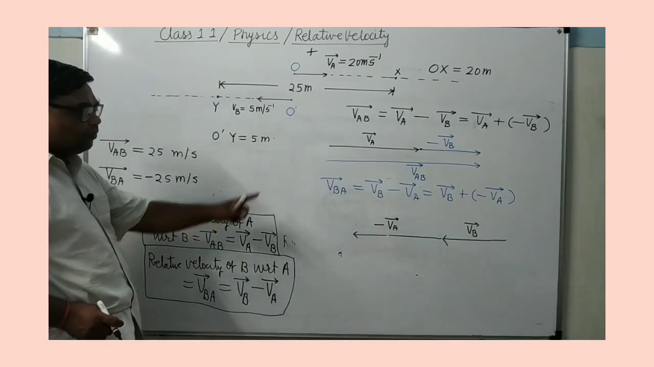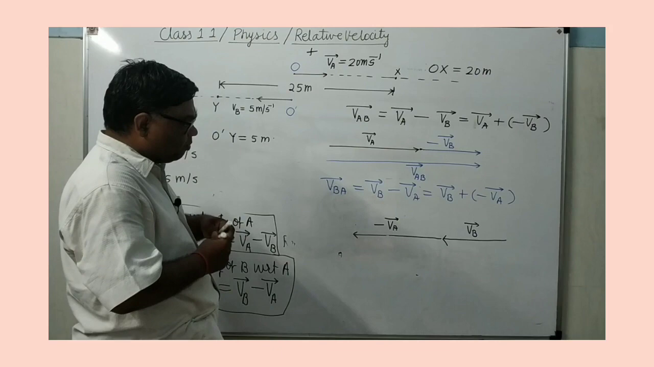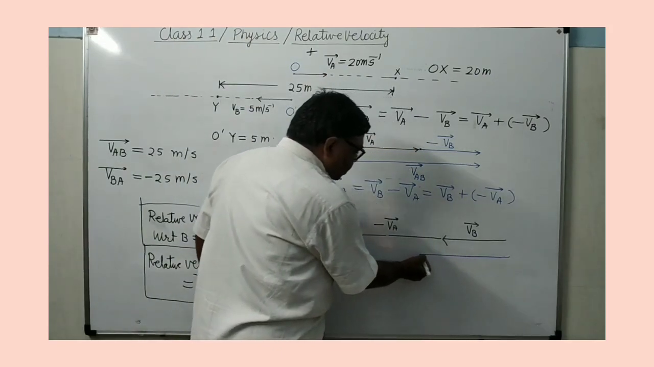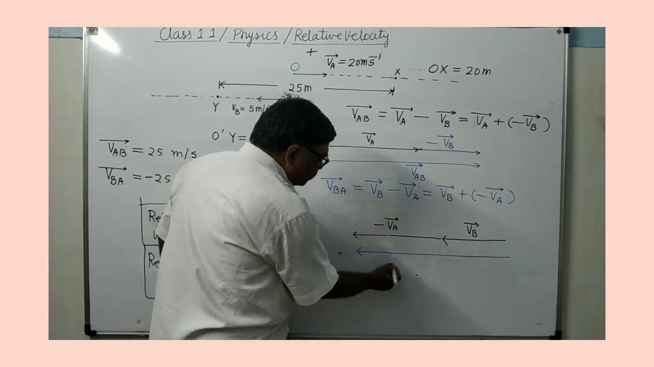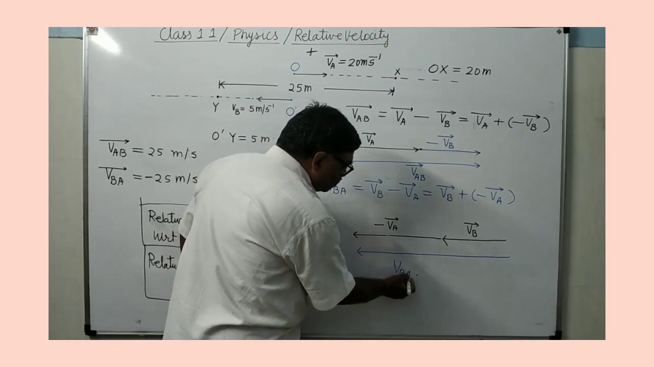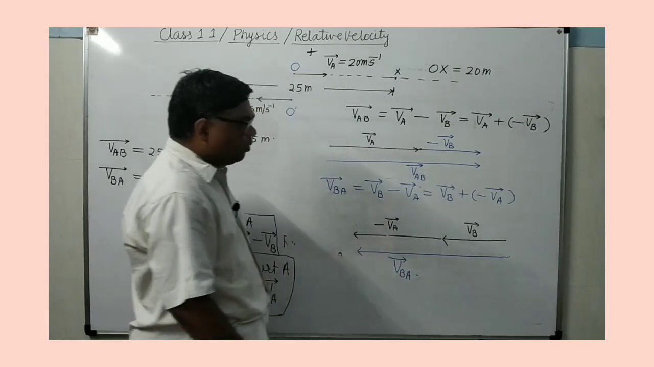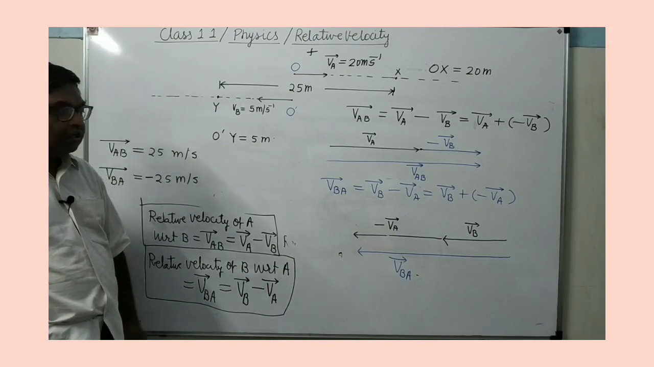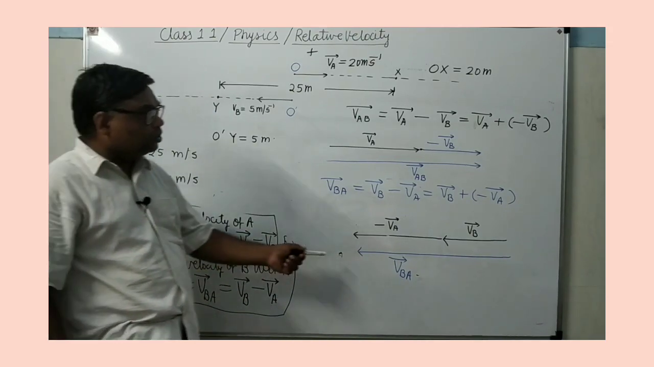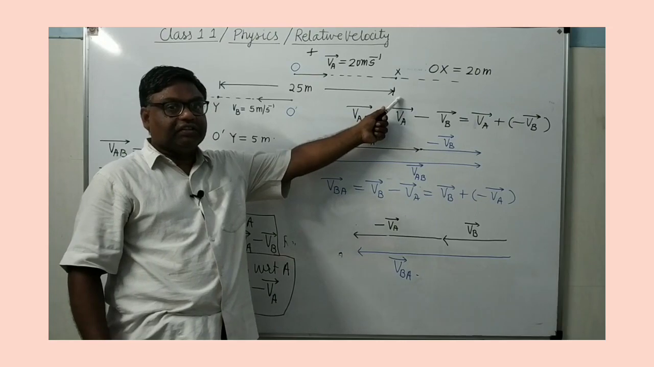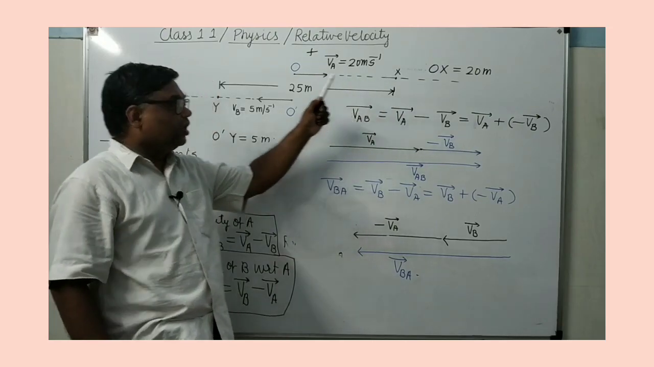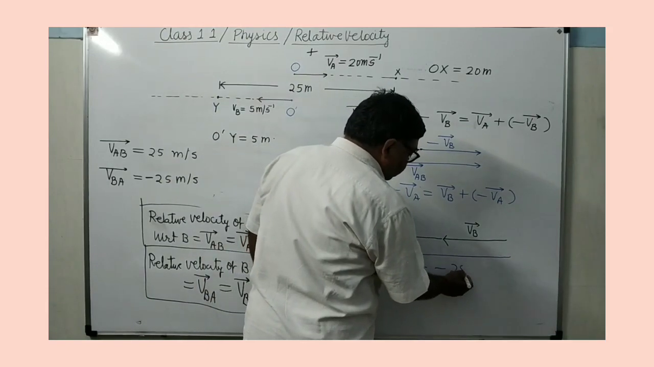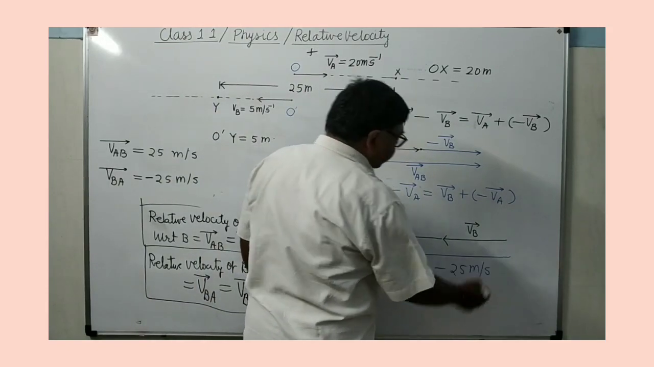So what will be vector VBA? Vector VBA can be represented by this vector. What will be its magnitude? 5 plus 20, that is 25 meter per second. What is its direction? Opposite to A. The direction of A is this, which you have taken positive. It is opposite to that, so it will be minus 25 meter per second.